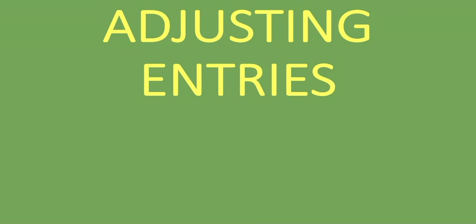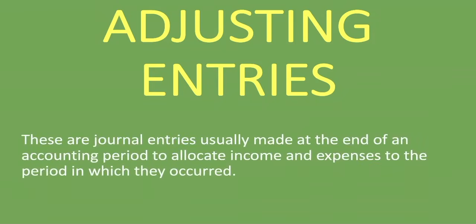Welcome to Countouts. In this lesson, we're going to be looking at adjusting entries. So we're going to be looking at the pre-adjustment trial balance together with the additional information that will be given and do the adjusting journal entries. These are journal entries usually made at the end of an accounting period to allocate income and expenses to the period in which they occurred. So this is the allocation of income and expenses in the period in which they occurred.